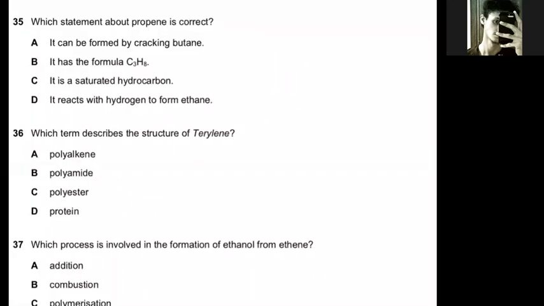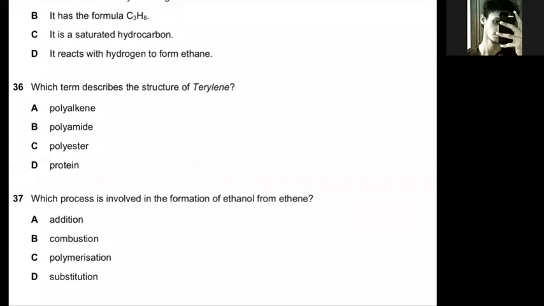Which term describes the structure of terylene? Terylene is not a protein. Terylene is not a polyalkene because it is formed by condensation polymerization. Terylene does not contain any nitrogen atoms, so it cannot be a polyamide, so it is polyester. Which process is involved in the formation of ethanol from ethene? Ethene is converted to ethanol by addition of steam. So the correct answer will be A.